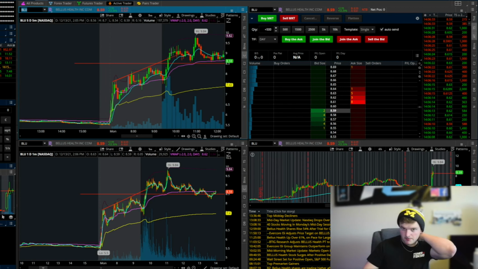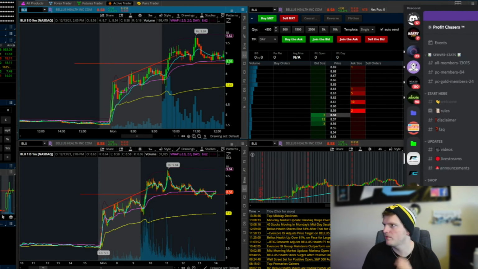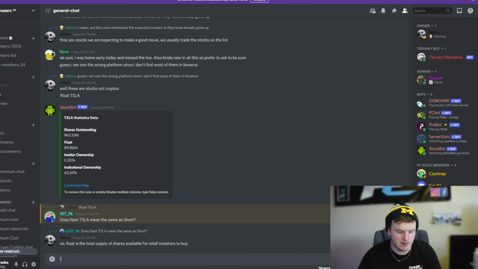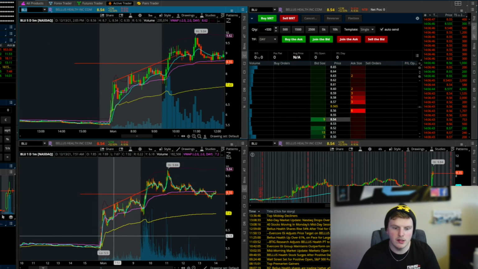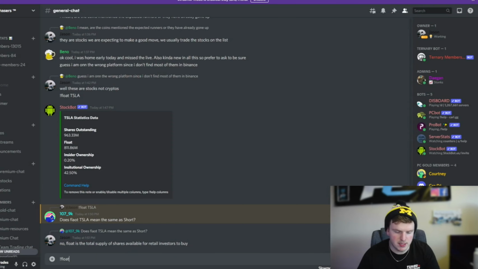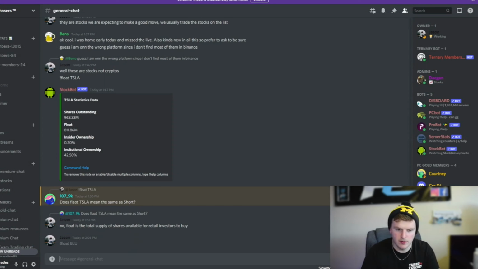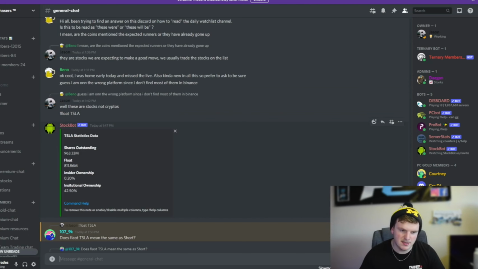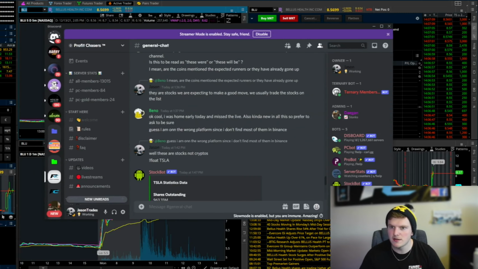Standard economics. Now, an easy way to get the float is click the first link in my bio, join the Discord, and all you have to do is type in float. For example, I had BLU I was trading today. So I just type in exclamation point float, capital BLU, type it in, and the stock bot in my Discord will tell me the shares outstanding. That is unrestricted and restricted shares. The float, which is unrestricted shares, and it'll also give me some insider ownership and institutional ownership. Up here, I did Tesla. As you can see, they have almost 1 billion shares outstanding.